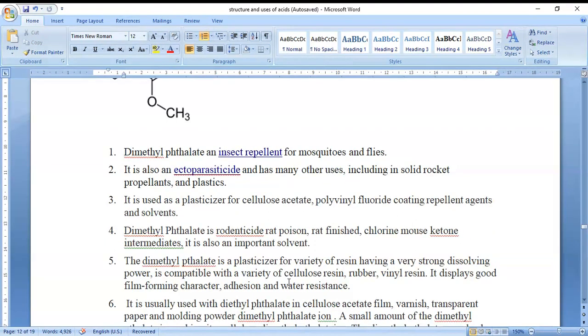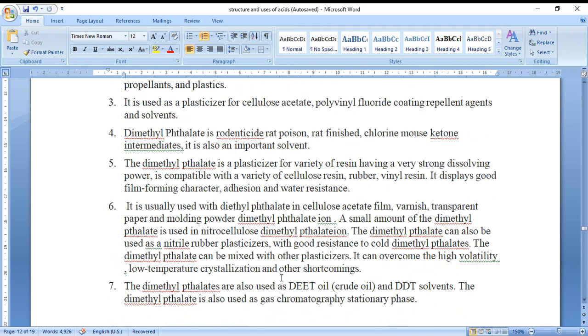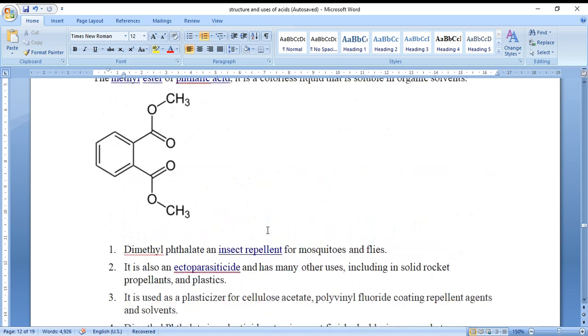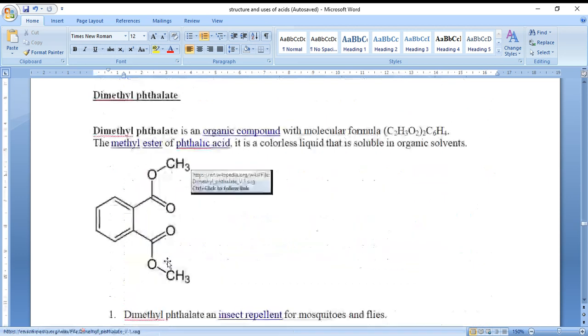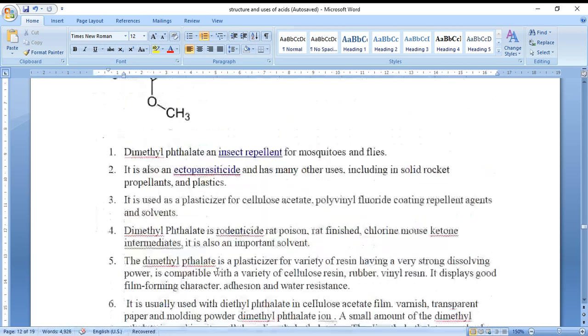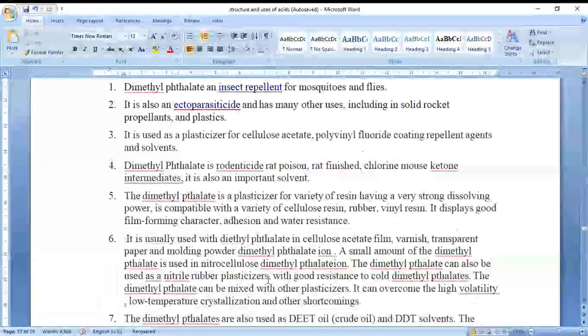This dimethyl phthalate is a plasticizer for a variety of resins, having strong dissolving power and being compatible with a variety of cellulose resins like rubber, vinyl resins, etc. It is mainly used for good film-forming character, adhesion, and water resistance, and it is usually used with diethyl phthalate. We are discussing dimethyl phthalate, which has two methyl groups. So what about diethyl phthalate? Diethyl phthalate can be used in cellulose acetate films, varnish, transparent paper, molding powder, etc.